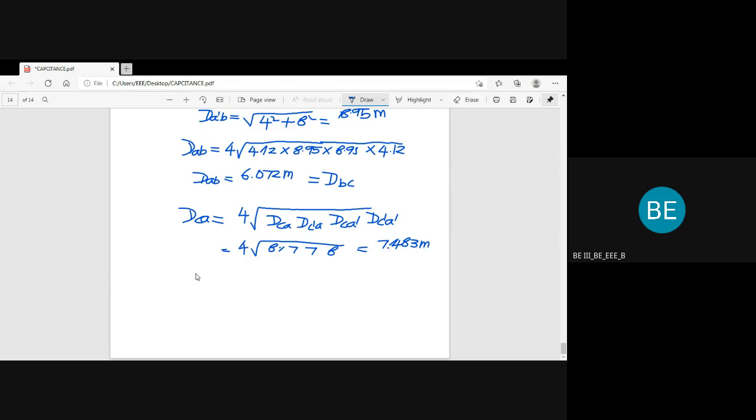So once we found DCA, we can find DM. It will be cubic root of DAB, DBC and DCA. So DM will be 6.51 meter.